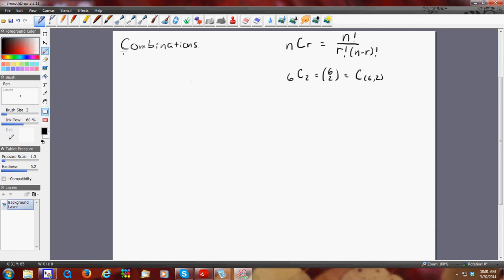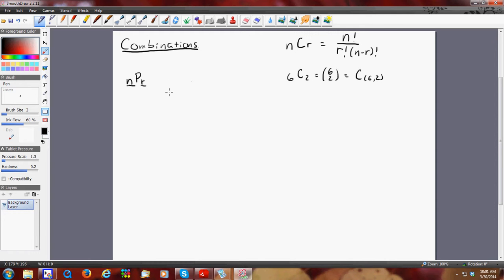I wanted to do a special lesson on combinations because it's really a very specific topic and it's very good. One of the things I want to mention is last time we were talking about permutations, nPr, and it means n objects taken r at a time.